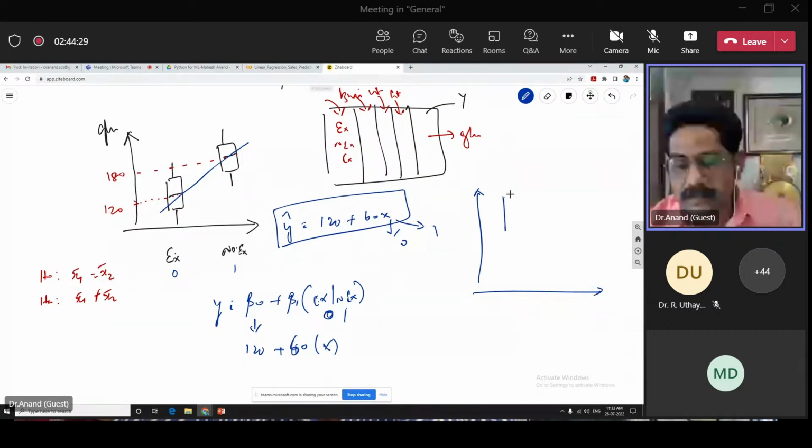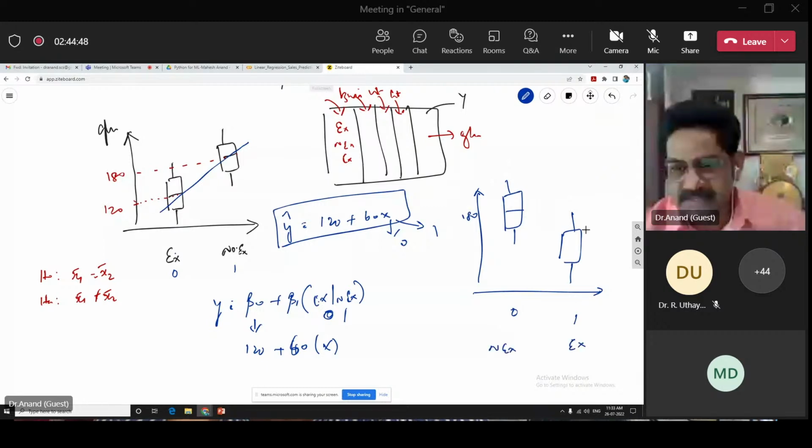So this time you wanted to label no exercise as 0. Earlier you had labeled no exercise as 1. This time the no exercise category, which has the mean value of 180, you want to label as 0. And the exercise category you would like to label as 1. So 1 is exercise, 0 is no exercise, and this mean is 120.